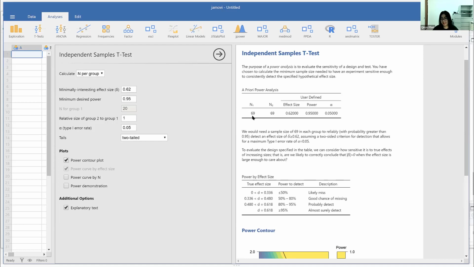So it says that we need 69 subjects per group to achieve this type of power to detect this effect size. And the good thing about it is that it also provides some descriptions about this power analysis, which you can refer to when you report your power analysis in your manuscript. It also provides this reference table where you can see, suppose the true effect size is above 0 and below 0.336, you're likely to miss it based on this power analysis. And suppose the true effect is between these two values, you probably can detect it, but not with high power, not with a power as high as 0.95.